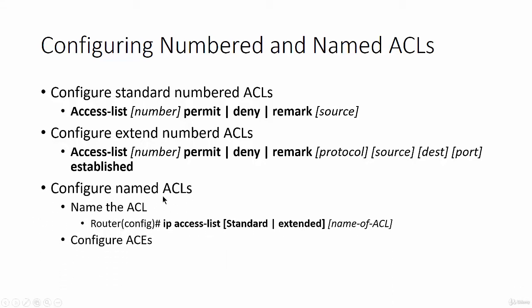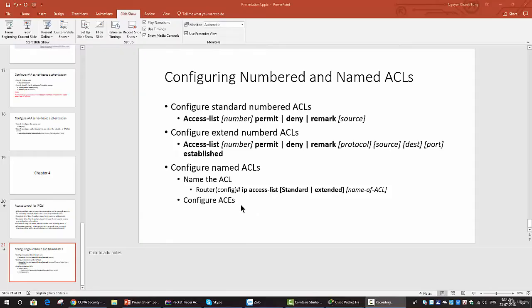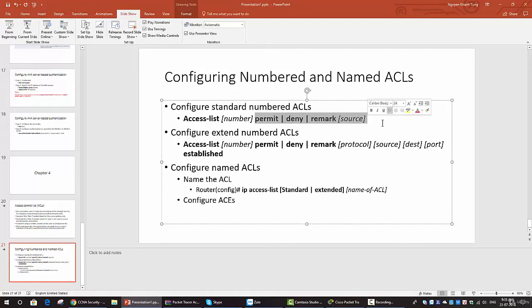To configure a named ACL, firstly we name the ACL by using the command ip access-list and choose standard or extended and enter the name of the ACL. And then we configure ACEs, or rules. If it's a standard ACL, we enter the command permit, deny, or remark and enter the source address. If it's an extended ACL, we enter the command permit, deny, or remark and enter the parameters similar to the number ACL.